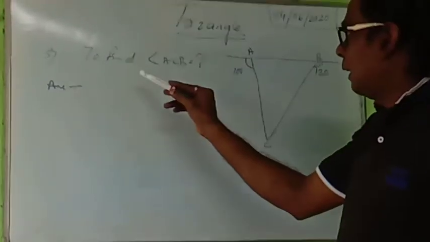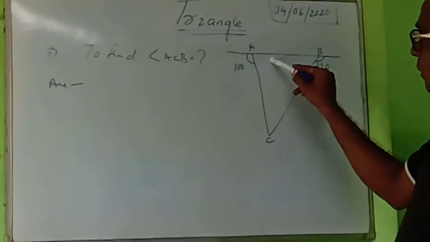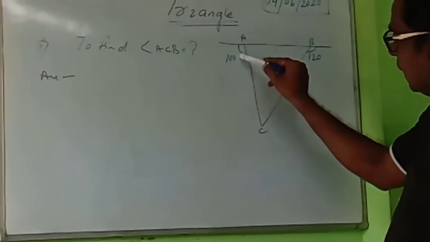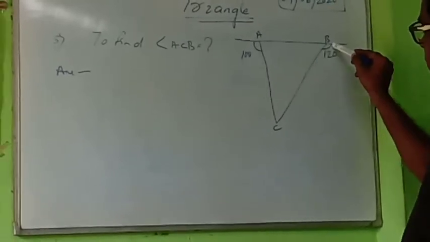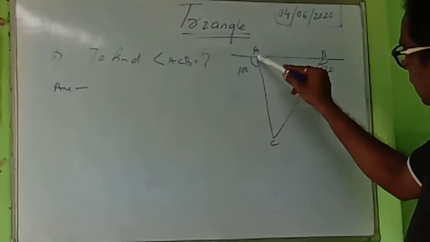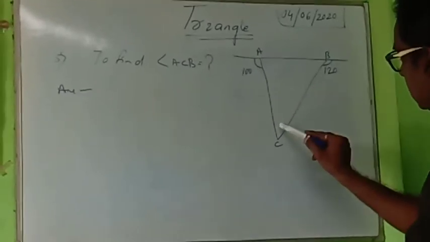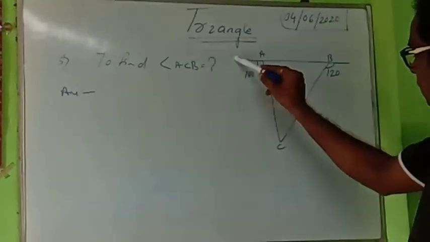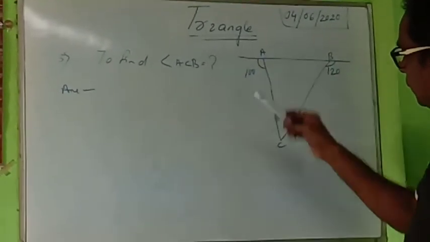Question number 5. See the figure here. ABC is a triangle in which this angle given 100 degree, this angle given 120 degree. You have to find out the value of angle ACB. This is angle ACB. This angle you have to find out. See, this is a straight line. As this is straight line, it is 100 degree.